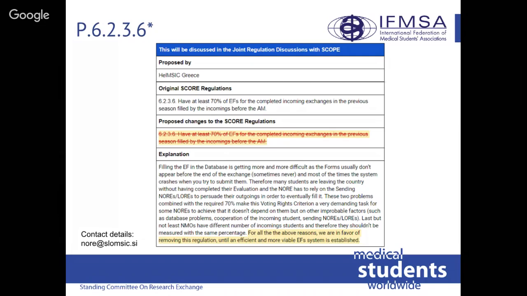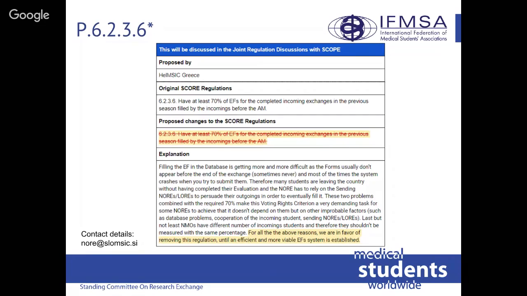The regulation change proposal is as following. Helmsick Greece would like to remove 6.2.3.6 from the SCORY regulations, which is have at least 70% of EFs for the completed incoming exchanges in the previous season filled by the incomings before the August meeting. So this is about the voting rights, on receiving voting rights for the August meeting. They would like to have this requirement removed.